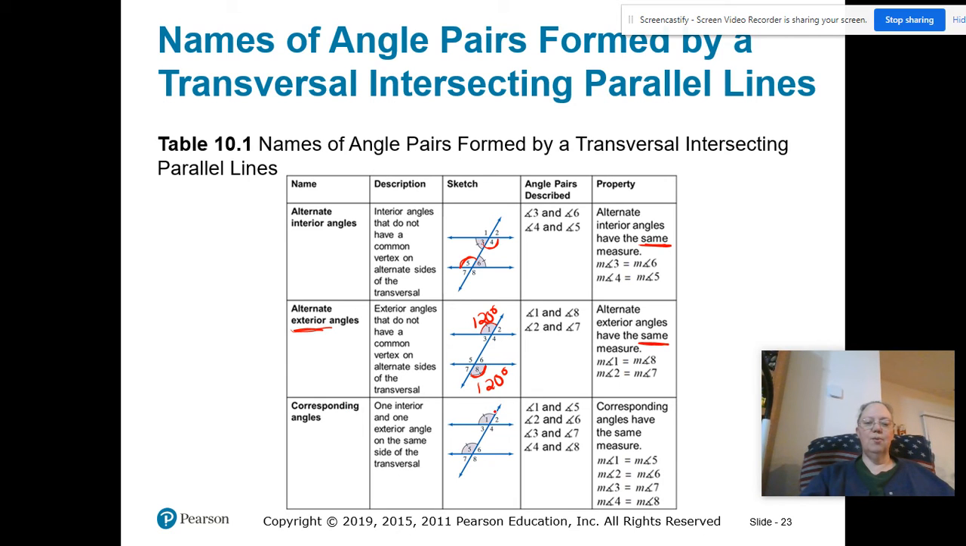Corresponding angles: one's going to be on the inside, one's going to be on the outside, but think of it this way. Do you see how this is on the upper left corner of this little intersection, and this is also on the upper left of this intersection? That's what we call corresponding angles, and corresponding angles have the same measure. So 1 and 5 are going to be the same measure. If this is 95 degrees, then this one also is going to be 95 degrees. So corresponding angles have the same measure, alternate exterior have the same measure, alternate interior have the same measure, as long as the lines are parallel.